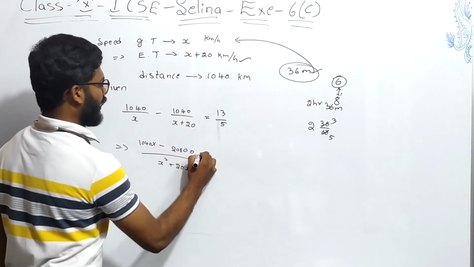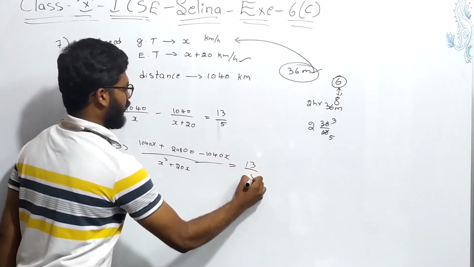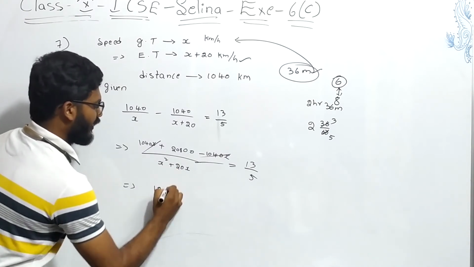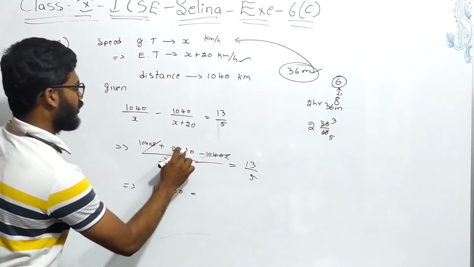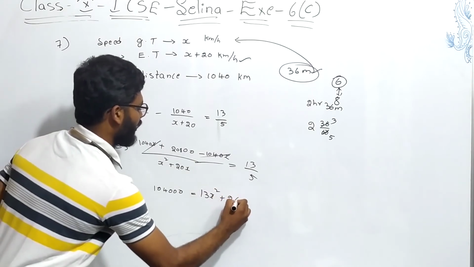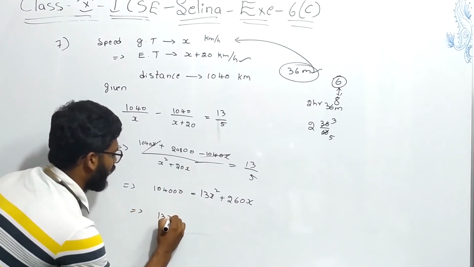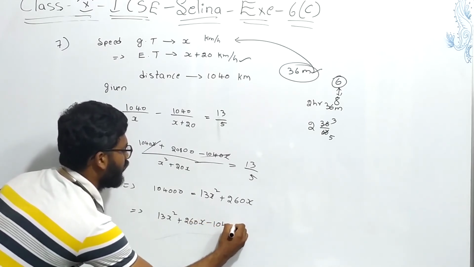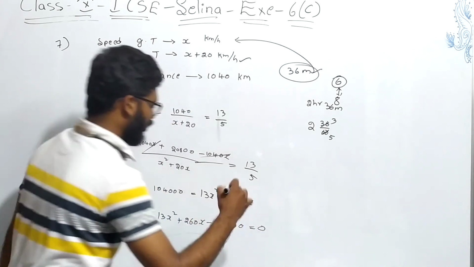So 20,800 minus 1040x is equal to 13 by 5. So these two will get cancelled. So 20,800 into 5, that is 1,04,000, right? Equal to 13x square plus 260x, right? So here 13x square plus 260x minus 1,04,000 is equal to 0.